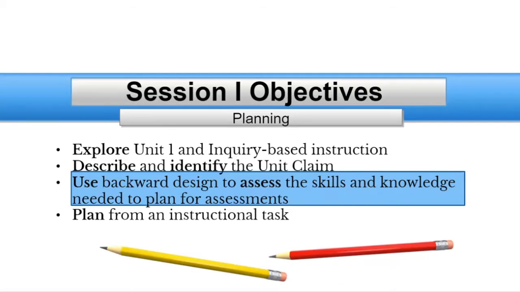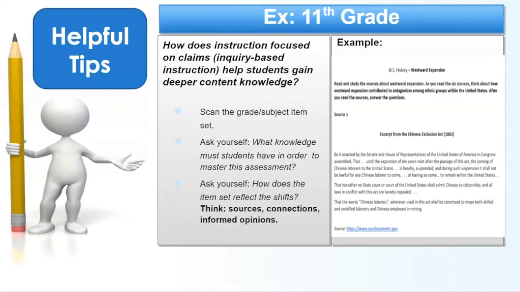The next objective is to use backwards design to assess the skills and knowledge needed to plan for assessments. Before we start, a helpful tip is to go to the Louisiana Believes website. In the search bar, enter the term EAGLE. In the list, you'll find EAGLE 360, and it'll take you to different item sets that have been recently posted over the course of the year. Select U.S. History, and to access those questions, this is where you'll find the information that is included in this PD.